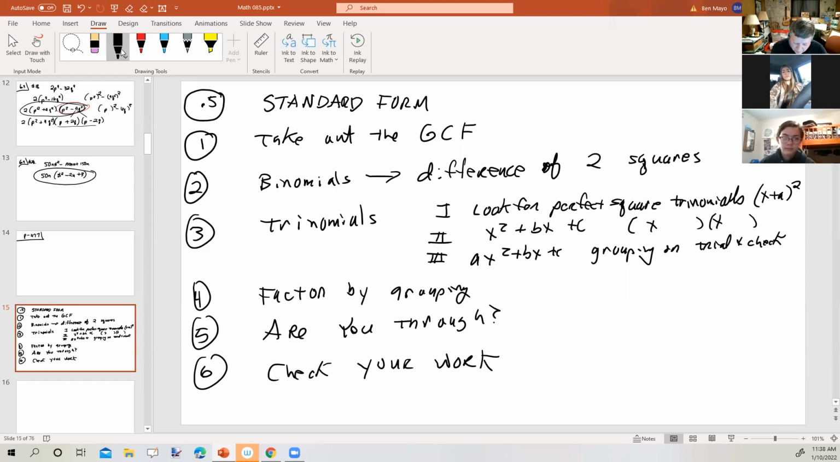Standard form applies to trinomials or larger. If you have a binomial, it's more important that it's written as a difference, if possible, than if it's in standard form. And we looked at that earlier. Okay.